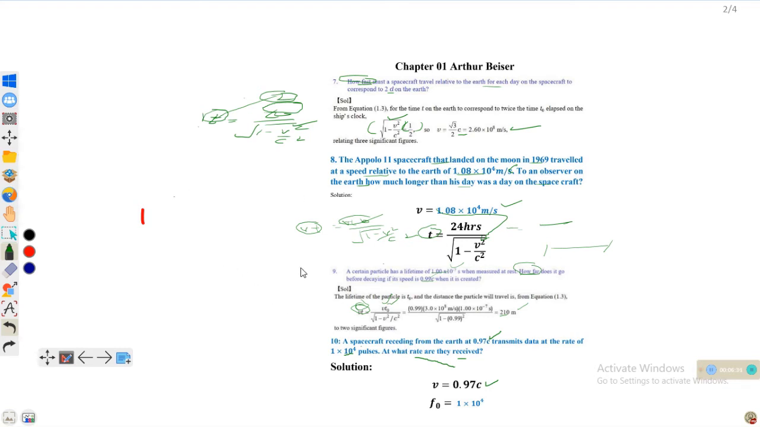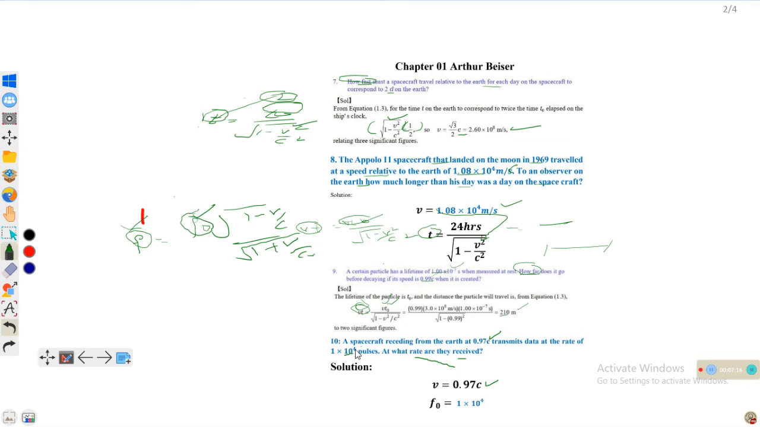It means if we write the formula, here I will write it. F is equal to F naught times the square root of (1 minus V over C) over (1 plus V over C). This is the source frequency, the frequency when our source is at rest. This is the observed frequency, the rate at which they are received, and F naught is the frequency of the source.